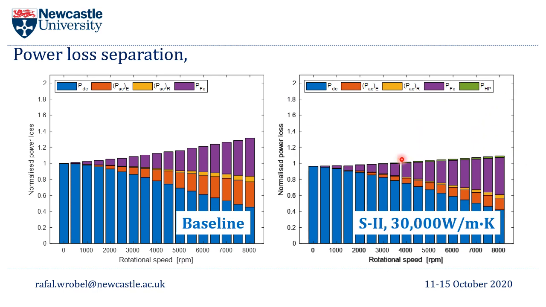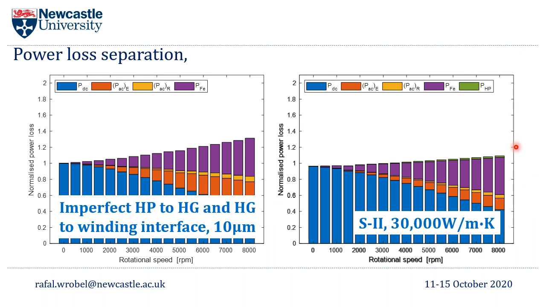And the situation looks slightly different for system 2, whose performance is poorer than the baseline one. You might have noticed that those figures are slightly different to those that I've just shown you on the previous slide, and this is because here I've assumed more realistic operating conditions where there is imperfect contact between heat pipe and heat guide and winding, to make this more realistic and a fairer comparison.